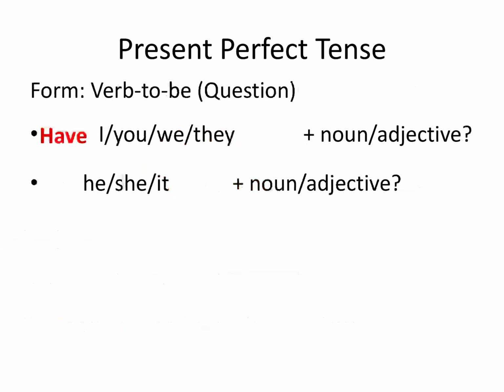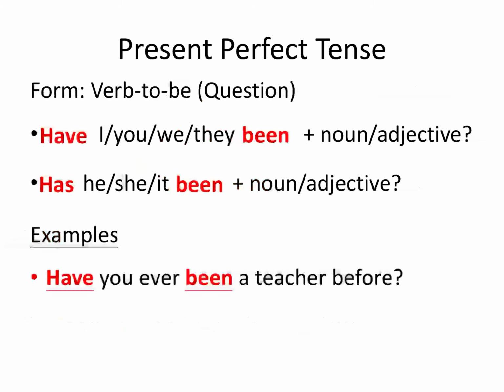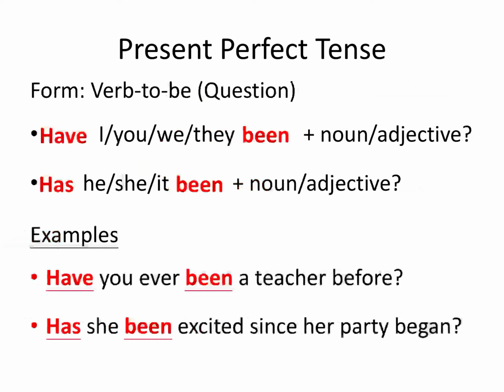As for verb to be questions, have or has, it starts with have or has, depending on the subject, and then the subject, and then been, the PP form of be. Let me remind you once more that after verb to be must be a noun or an adjective. Examples: have you ever been a teacher before?